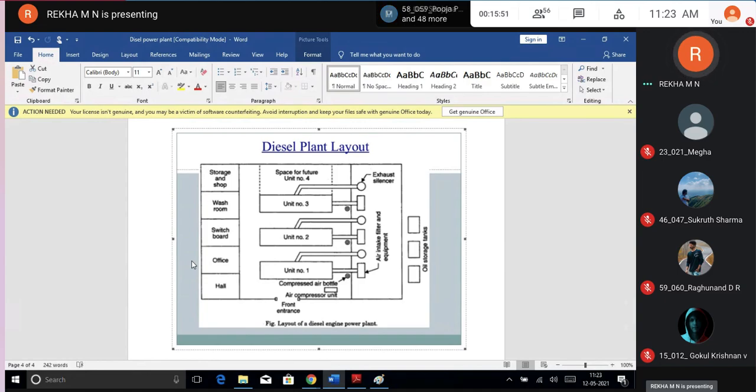Along with that, next you have something called ventilation. Ventilation is not only for this layout, in every layout the ventilation should be provided properly and accordingly you have to do it. Correct? Next, floor area, students, as you know very well.